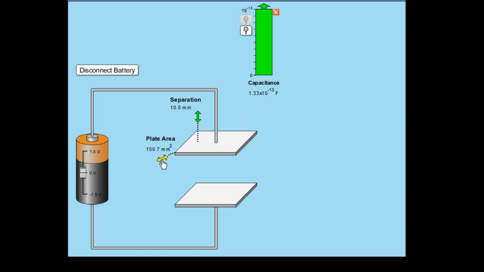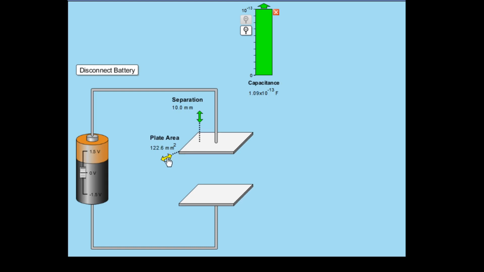Similarly, we decrease the value, let it be, say, 131.6 millimeter square. Now what did you find? The capacitance has decreased. One more reading, let us say. Now if the plate area becomes 122.6 millimeter square, the capacitance has decreased to 1.09 into 10 to the power minus 13 farad.